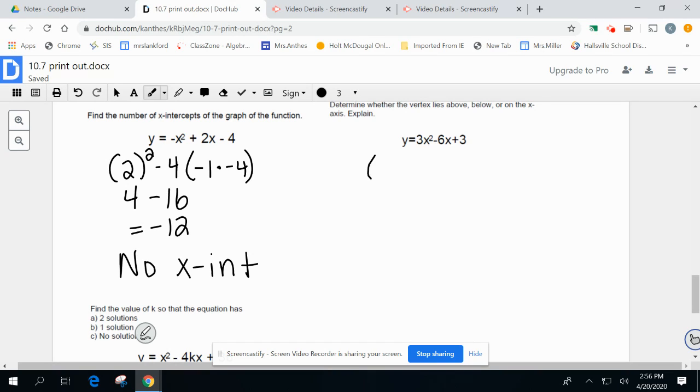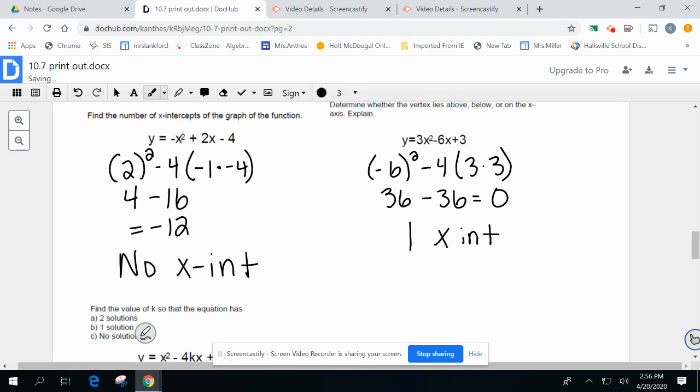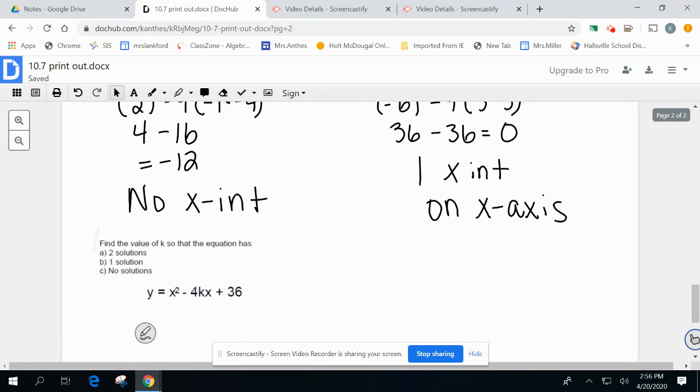Okay, here, negative 6 squared minus 4 times 3 times 3. So 36. And then negative 4 times 3 times 3 is a negative 36. So that equals 0. So that means that this is one x-intercept. The question is, does the vertex lie above, below, or on the x-axis? So if there's only one x-intercept, that means that this has to be on the x-axis because it's only touching one time.